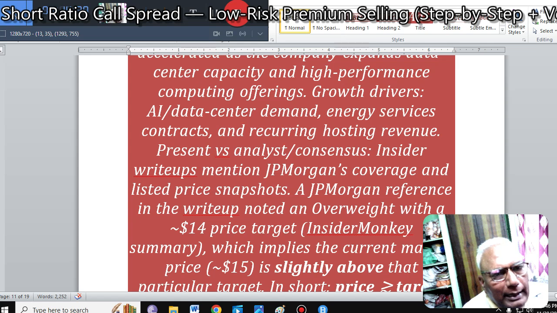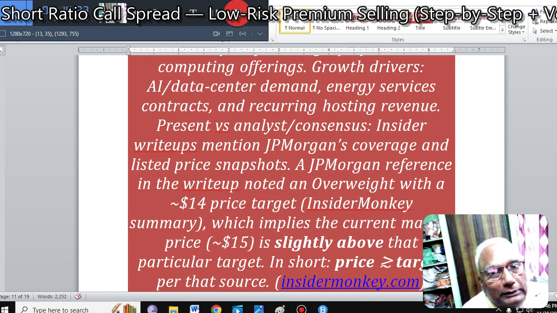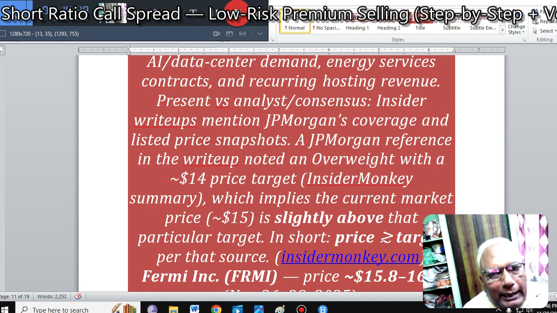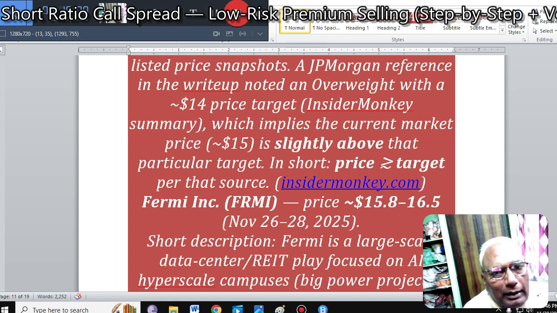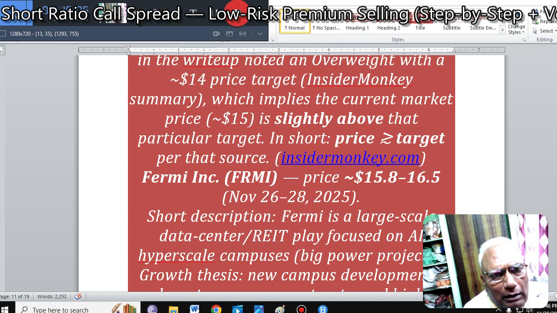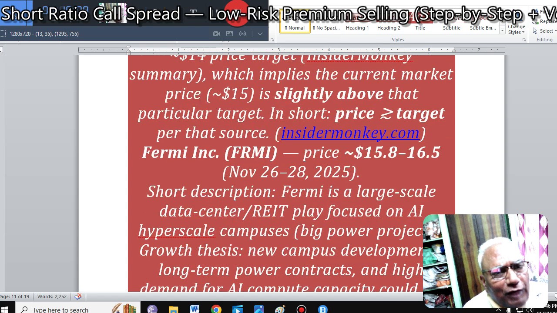Present versus analyst consensus. Insider Monkey write-ups mention JP Morgan's coverage and listed price snapshots. JP Morgan is referenced as having an overweight rating with a $14 price target in the Insider Monkey summary, which implies the current market price of $15 is slightly above that particular target. Sources: insidermonkey.com.